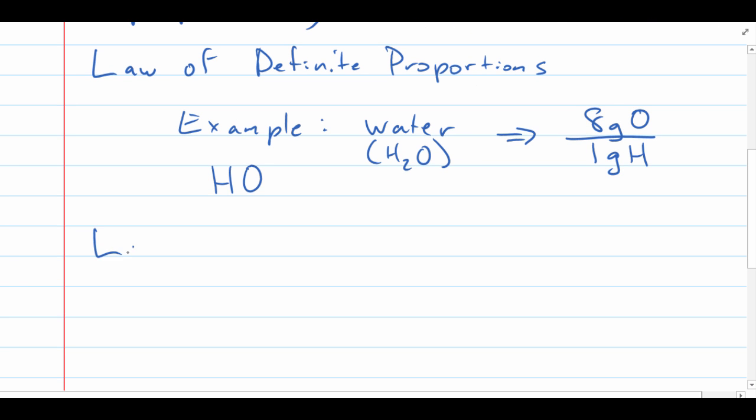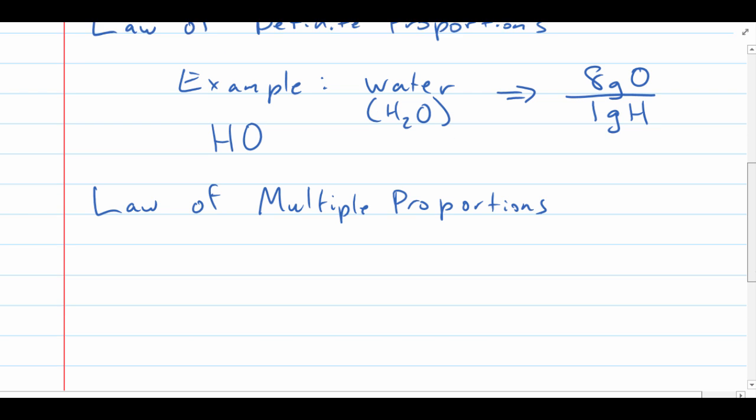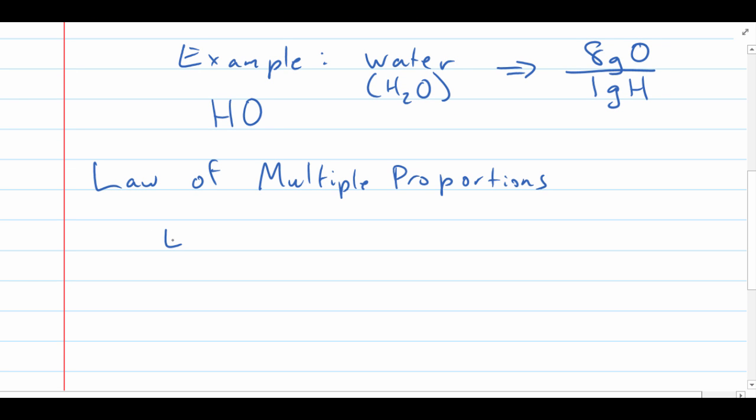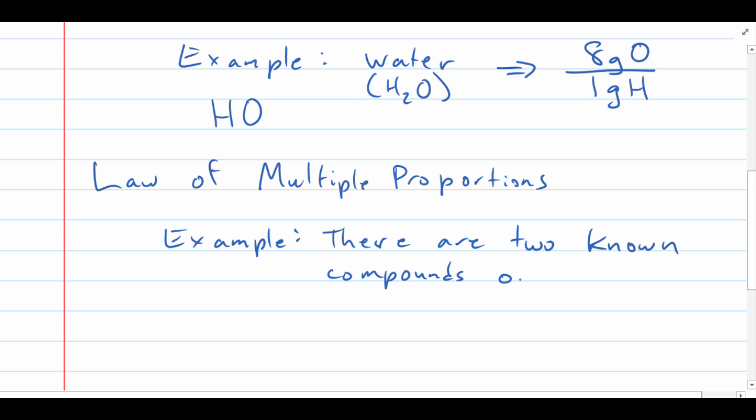And furthermore, what was known at the time was the law of multiple proportions. And the law of multiple proportions looked something like this. What was known at the time of Dalton was that there were 2 known compounds of carbon and oxygen.